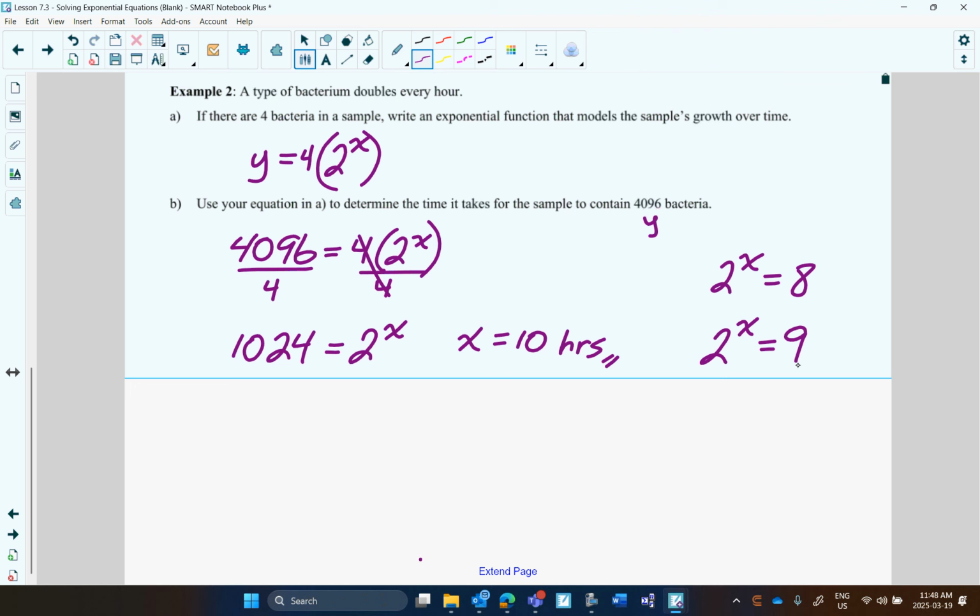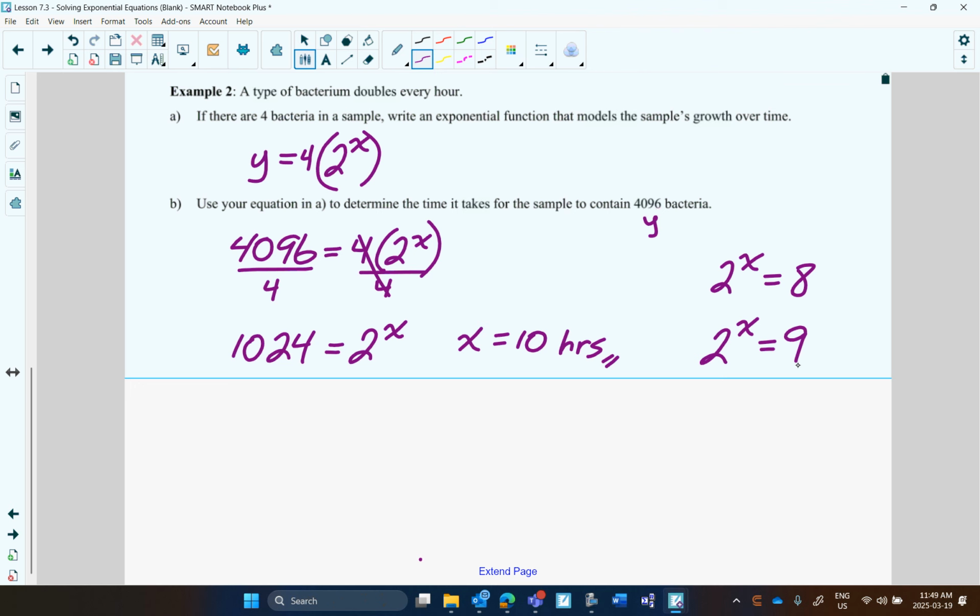What's the answer? Approximate the answer for me. I thought I heard you say fraction. Well, 2 to the what is 8? So 2 to a little bit more would be 9, wouldn't it? So what would be a little bit more than 3 point something, right? Maybe even less.